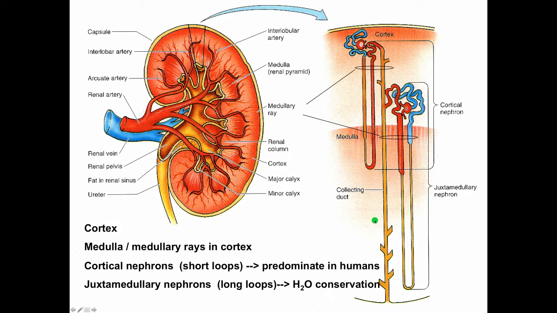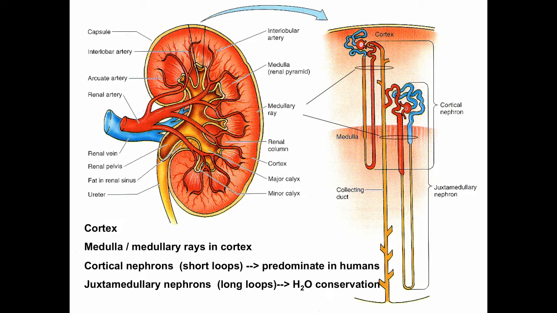and a medulla. We will define structures in each of these regions. Medullary rays are actually cortical structures that consist of the straight portions of the proximal and distal tubule and the cortical collecting duct. We call these medullary rays because they're structures that are in the cortex, but they point towards the medulla. Then we will talk about the different types of nephrons.